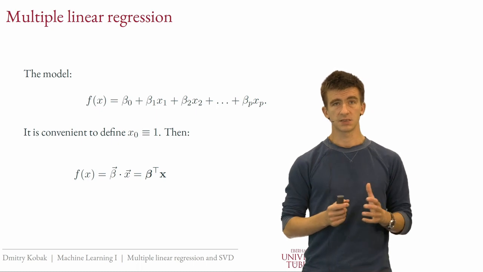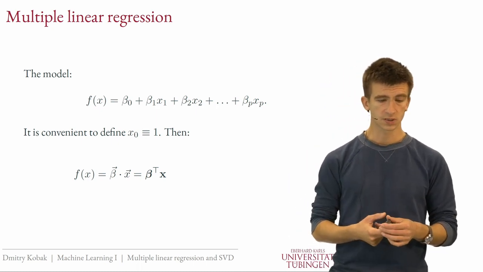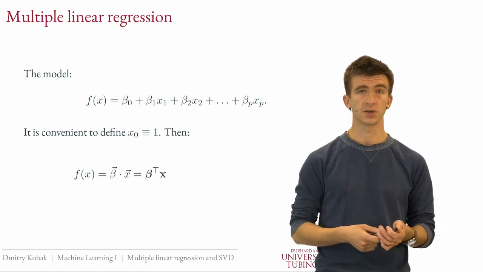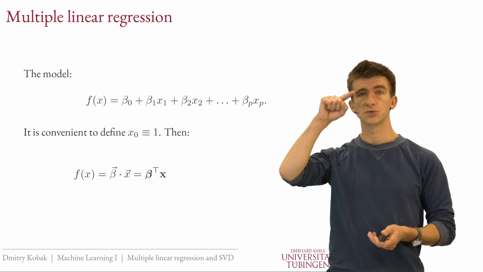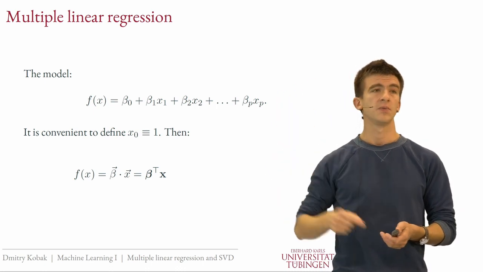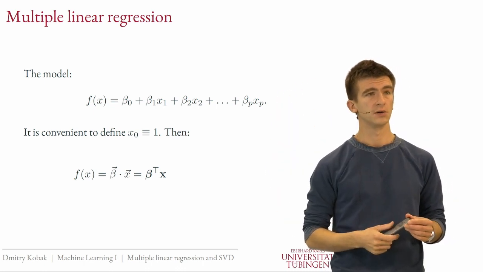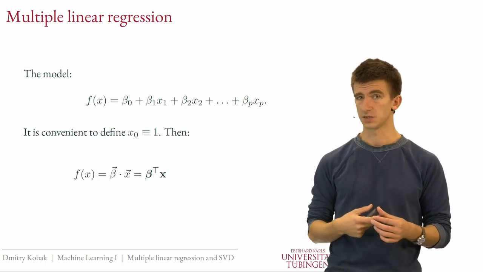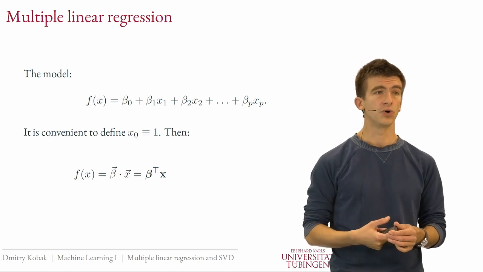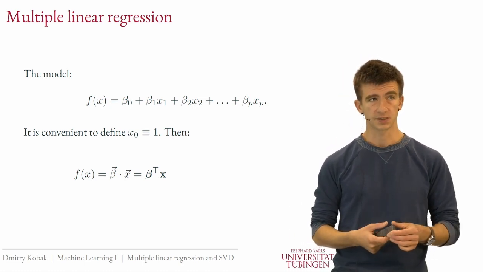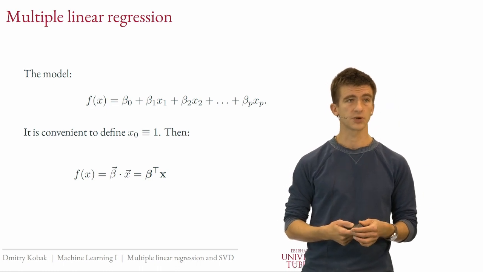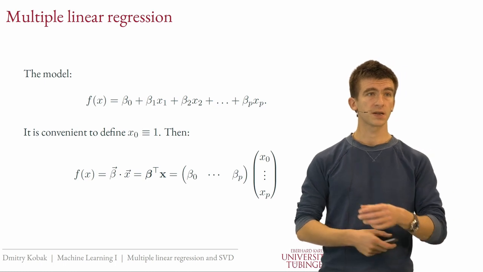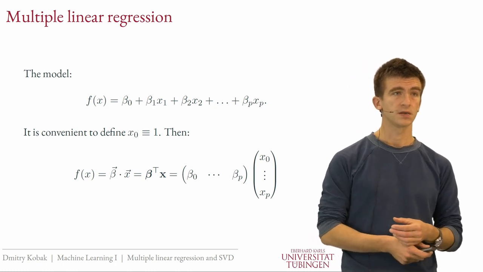Another way to write exactly the same thing, and the way that is more standard in statistics and machine learning textbooks, and that I will also adopt here in these lectures, is not to write down these vector signs, but just use bold font to denote a vector. So whenever you see a bold x, it means it's a vector, and a bold beta also refers to a vector. And to denote the scalar product, I will write it like that: beta transpose times x.